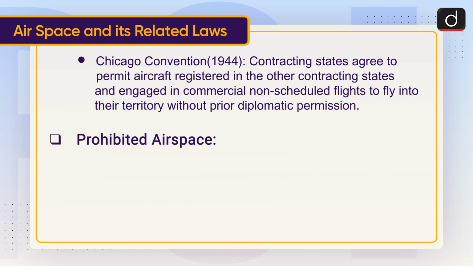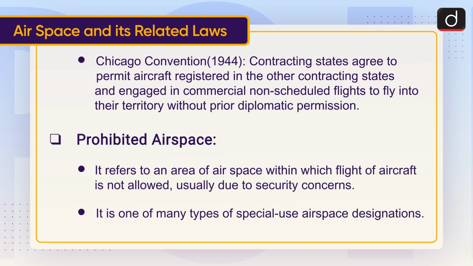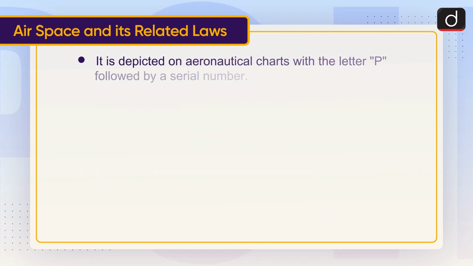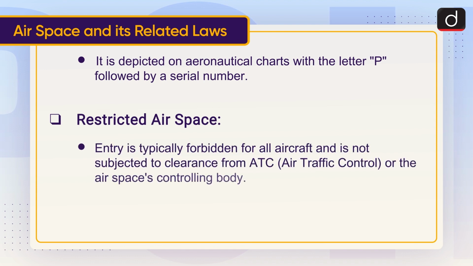Prohibited airspace refers to an area of airspace within which flight of aircraft is not allowed, usually due to security concerns. It is one of many types of special use airspace designations and is depicted on aeronautical charts with the letter P followed by a serial number. And restricted airspace: entry is typically forbidden for all aircraft and is not subject to clearance from ATC, that is, Air Traffic Control, or the airspace controlling body.